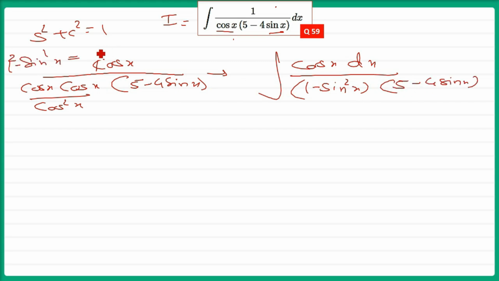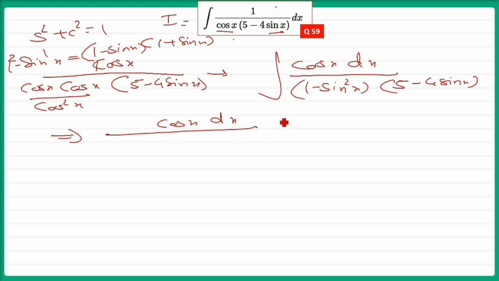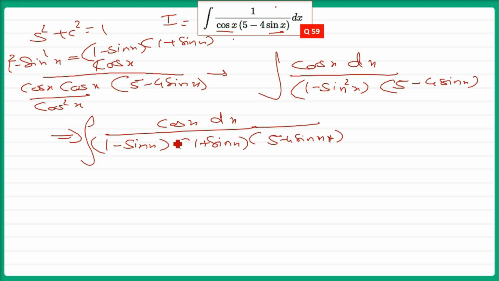1 square minus sin square x is what? a square minus b square, a minus b into a plus b. So 1 minus sin x into 1 plus sin x you can write. So this will be cos x dx divided by 1 minus sin x into 1 plus sin x, and then we have 5 minus 4 sin x. So now the integration will be done. And I am quite sure that when you take sin x equals t, you will get a cos x dx in the numerator.